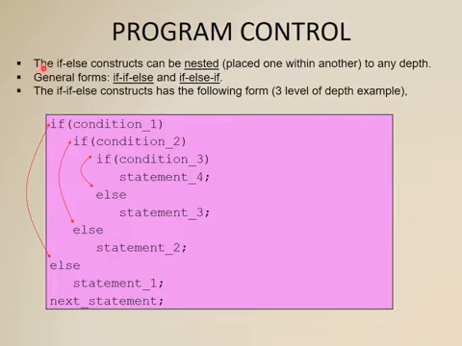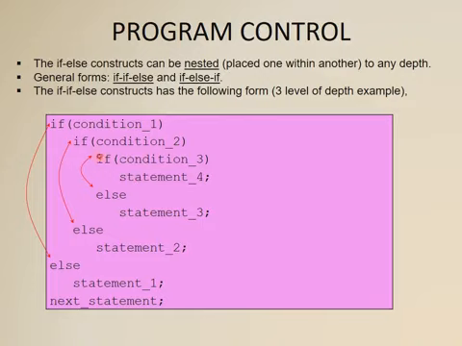Also, there exists a nested structure of if else. So if else can be nested, that is, placed one within another and to any depth. The general form of if else or if else if is like this. Here we have defined three levels of depth, just like there are three different ifs and three different elses. So if the first condition is true, then it will go directly into the second if, and if this condition is also true, then it will go into the third if, and if the third condition is also true, then it will execute statement 4 and skip the else part.